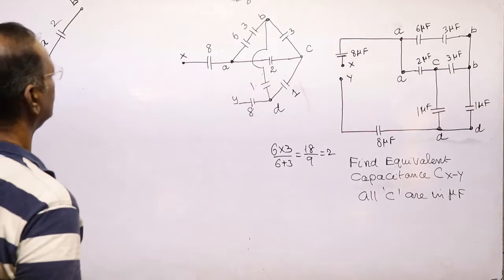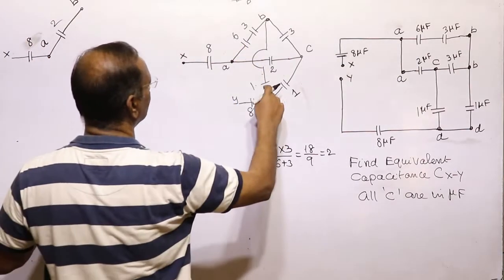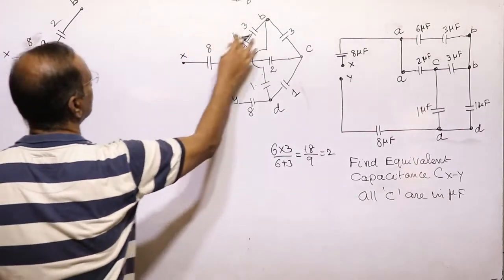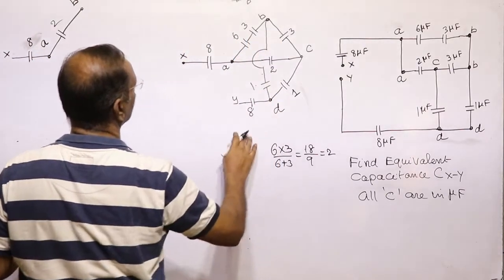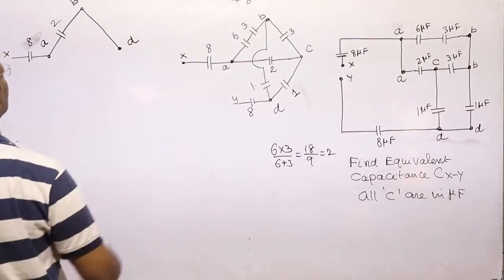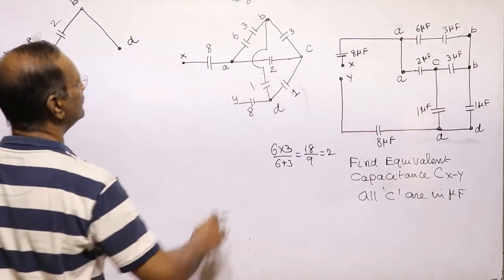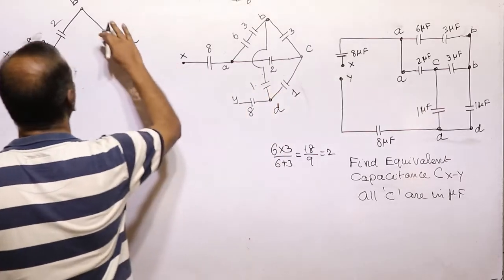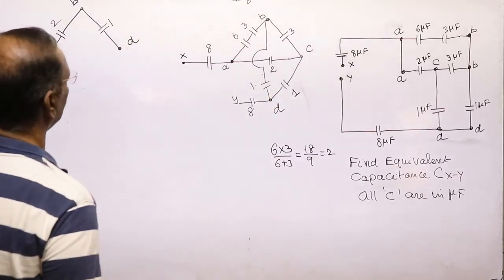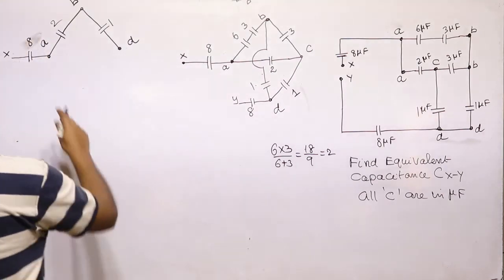Since there is a wire jumping at D, instead of keeping D here, we will keep it there so that there is no jumping. So we will keep this point D here. What is the capacitance between B and D? 1 microfarad. Okay, B and D is over. Now A, B, C, D.